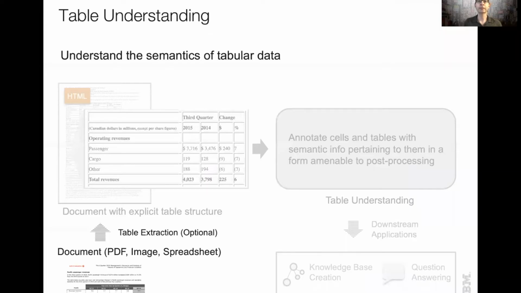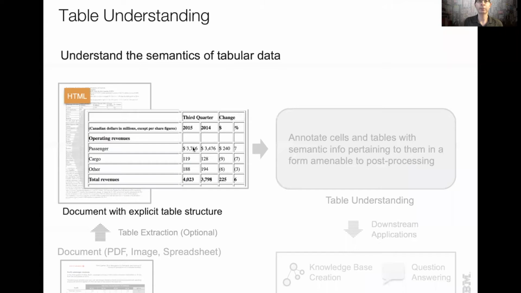To start off, let's take a step back and look at the bigger picture. So far, we have talked about table extraction, which is the task of identifying the tables that appear within a document together with their structure. While table extraction is crucial to get information out of documents such as PDFs, images, etc., the output of table extraction is pretty structural. It's mostly information about how different cells are aligned with each other to form a grid.